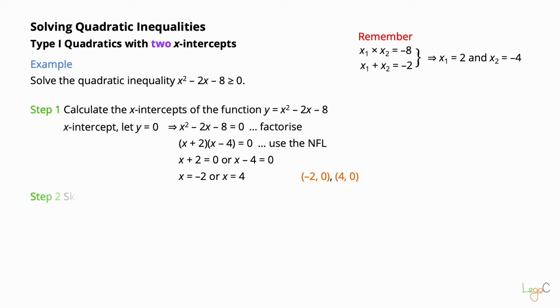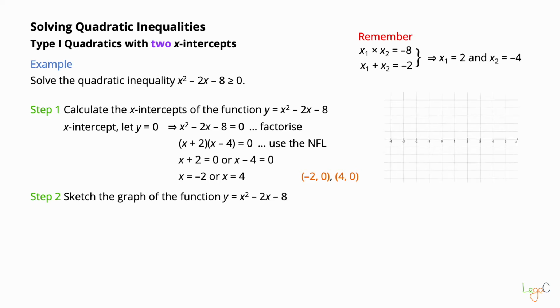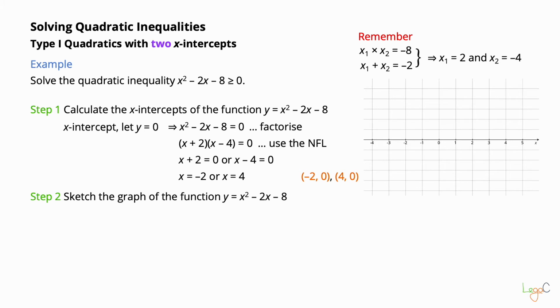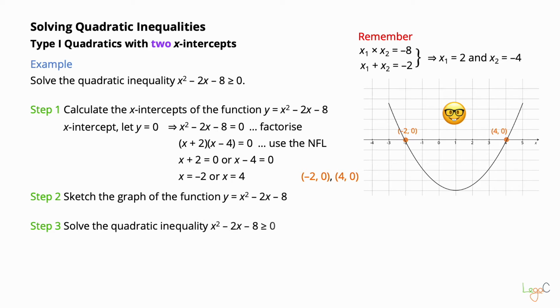Then we are going to sketch the graph of the function y equals x squared minus 2x minus 8. We only need the x-axis because we only need the x-intercepts, (negative 2, 0) and (4, 0). Now, this is a positive parabola, so it's a smiley one, opens upwards. We can now solve the quadratic inequality x squared minus 2x minus 8 greater than or equal to 0.